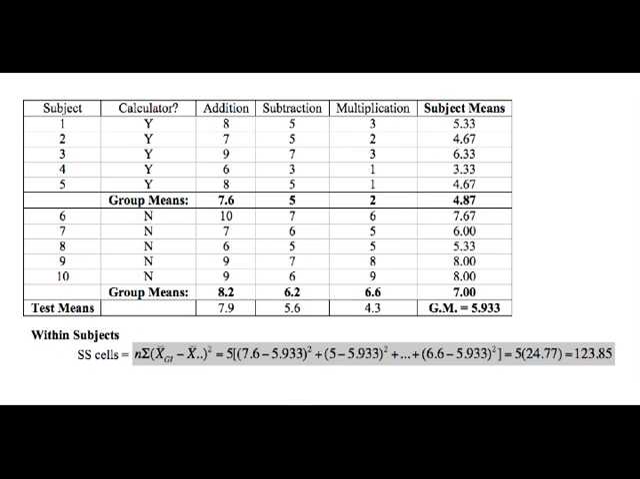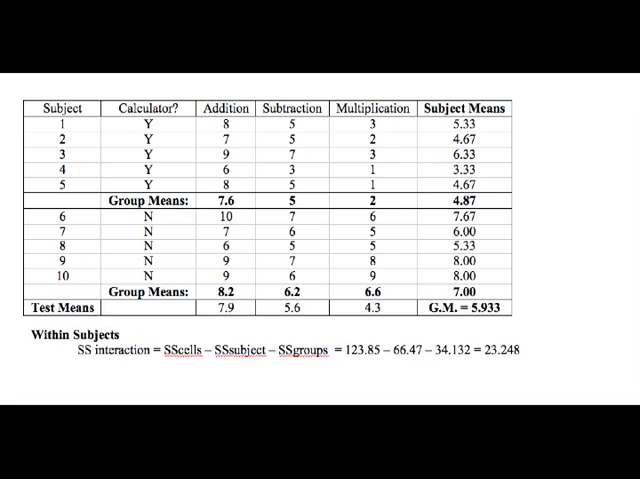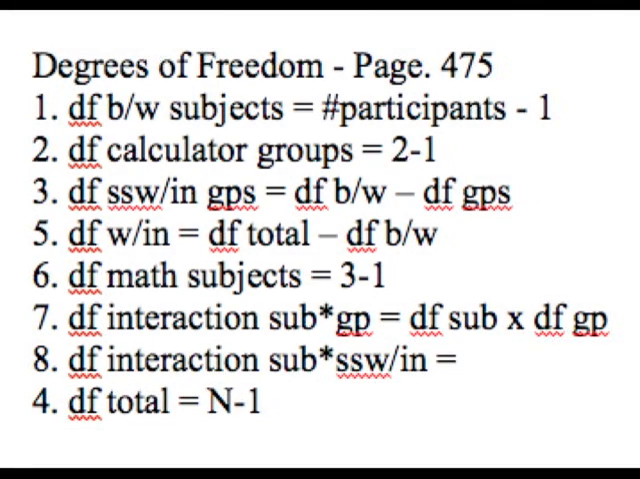Then to get the sums of squares interaction, we take the sums of squares cells that we just calculated and subtract the sums of squares subjects and the sums of squares groups. And we get a sums of squares interaction of 23.248. Finally, to get the within subjects error term, we take the sums of squares within subjects of 100.67 and subtract the sums of squares subjects of 66.47 and the sums of squares interaction of 23.248. And we get a within subjects sums of squares error of 10.952.